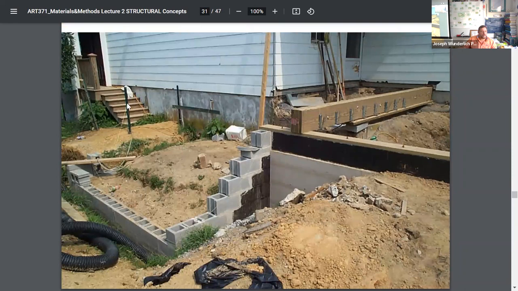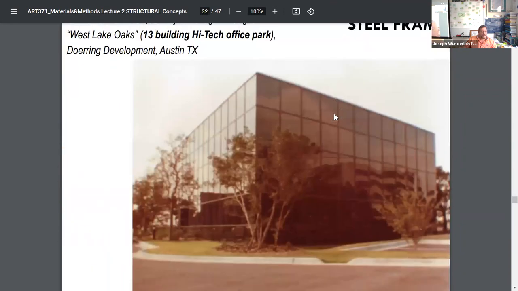The wood that I used, the sill plate on top of the masonry, anchor bolted down so the building doesn't fly away in hurricanes or tornadoes. A main beam carrying the load of the first floor. I didn't go into detail. And steel, this is another project.